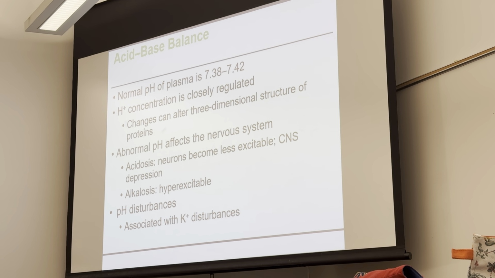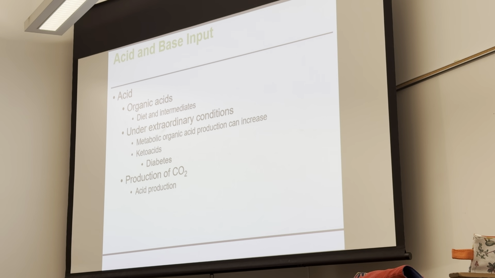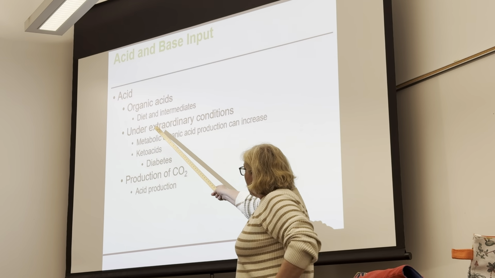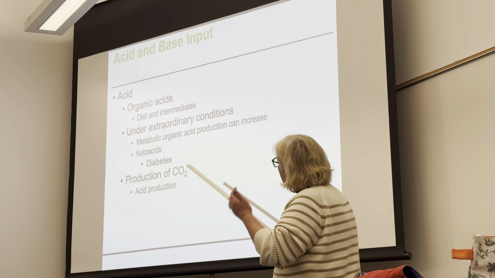So where does the acid come from? Of course, diet and metabolic intermediates. For example, if you are burning a lot of fat on a low carb diet, then we know the ketone bodies, by their structure, are acids. And then diet, meaning you're actually consuming acidic food.